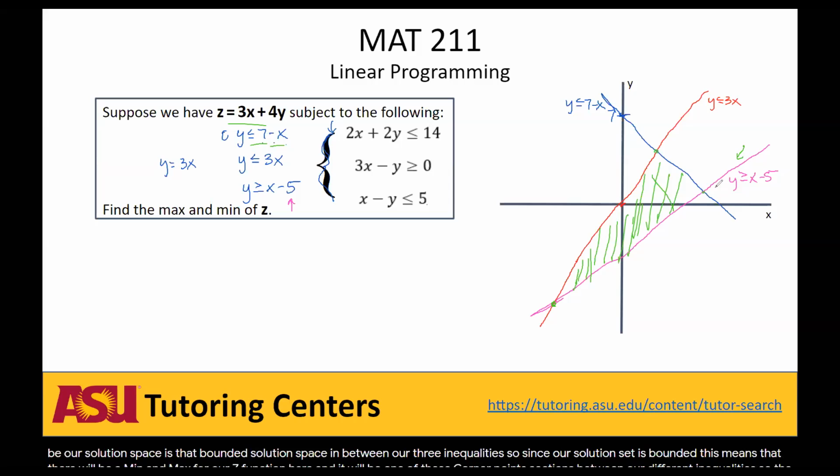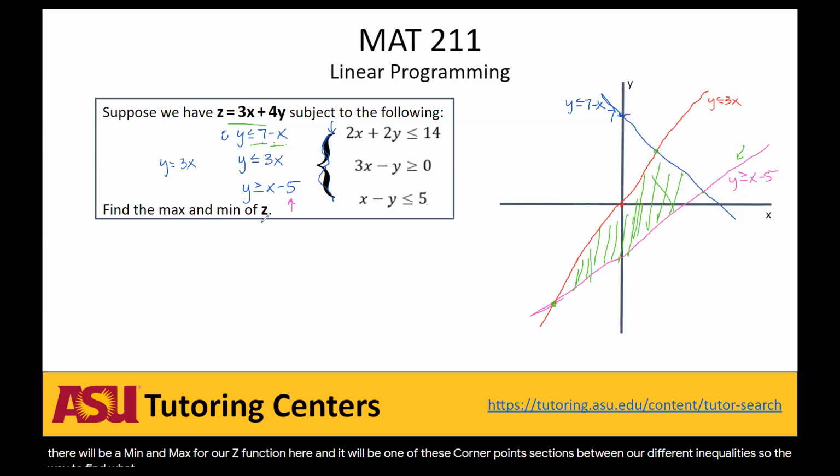So the way to find what our max and min of z is to find each of these corner points and then plug it into our z equation here and figure out which one is the greatest and which one is the least. So let's start with this point here, okay?